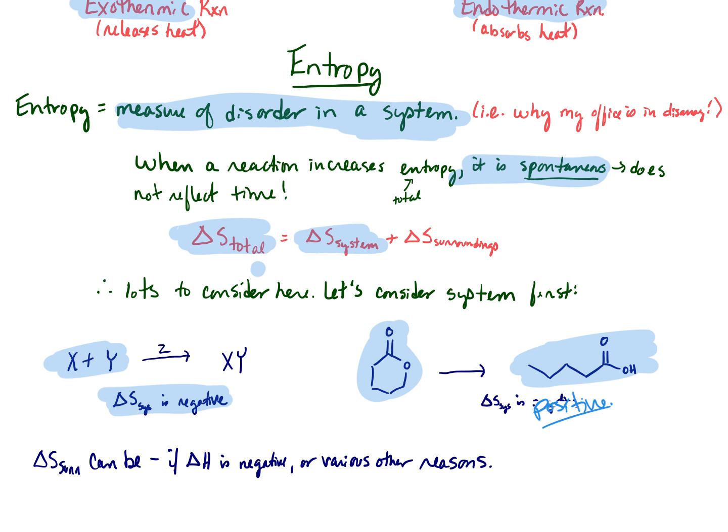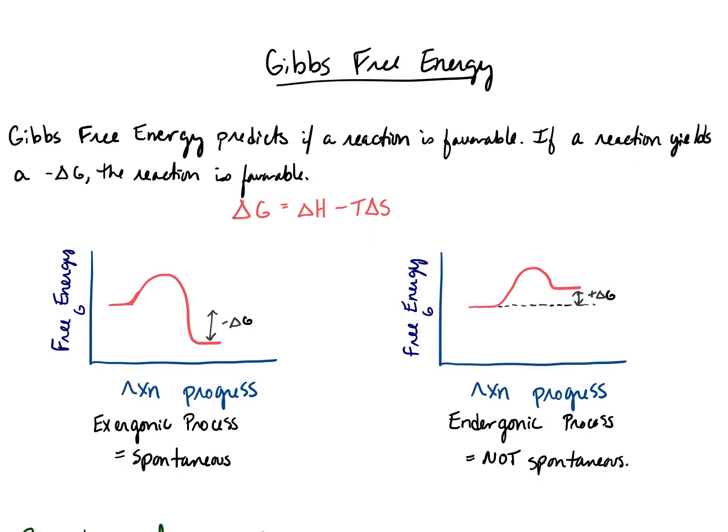Delta S of surroundings can be negative if H is negative or various other reasons, and we'll just leave it at that for now. Okay. Next, we need to consider Gibbs free energy, which I think you're probably familiar with from general chemistry. So remember, if delta G is negative, then that means the reaction is favorable. In other words, it will happen. Doesn't reflect time again, even if we call it spontaneous, okay?